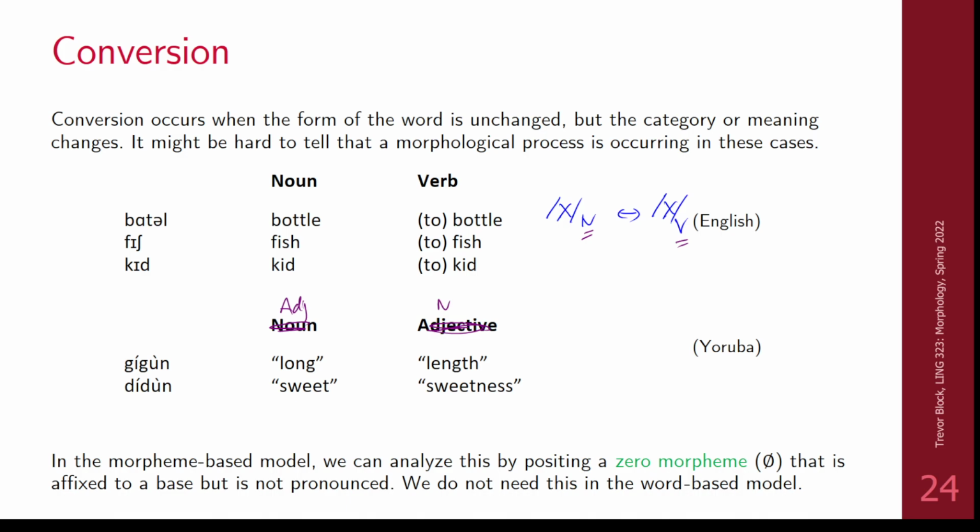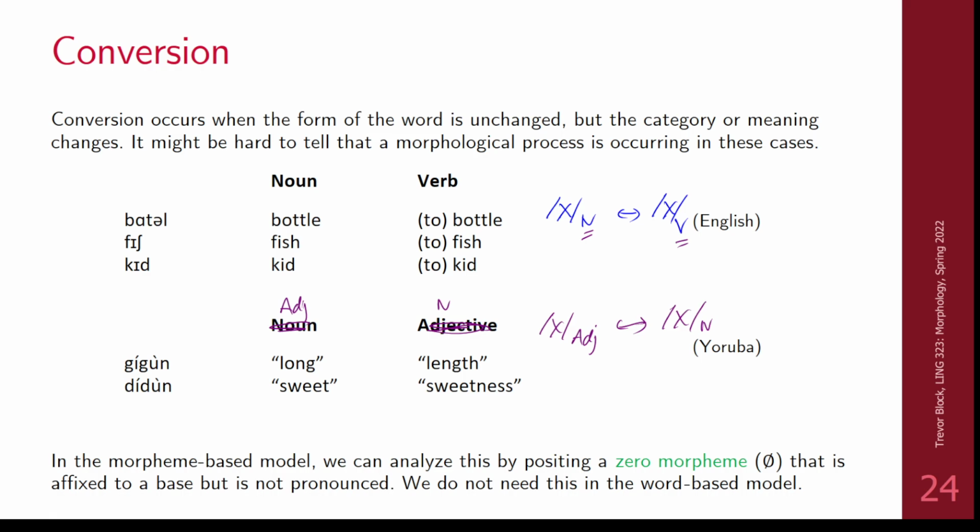Yoruba has this with adjectives and nouns, so properties and descriptions. So the description of something might be that it's long, and that property is length. Or something is sweet, and the property is sweetness. So how sweet is something? In which case we have an X that starts as an adjective or noun, and it can be replaced with the same form that is the other category.